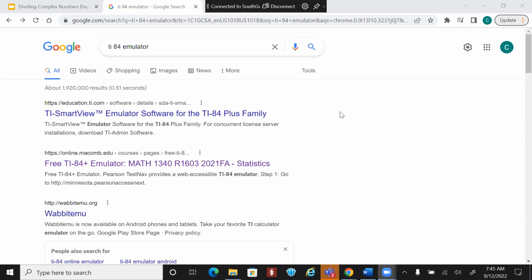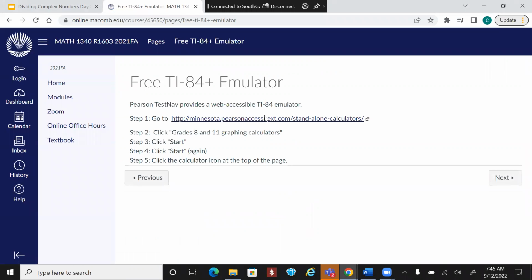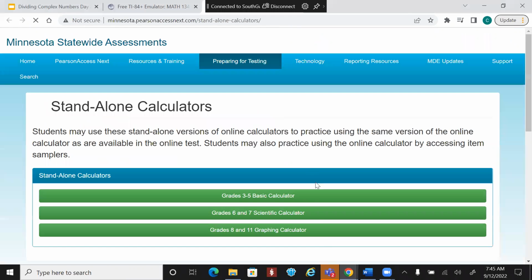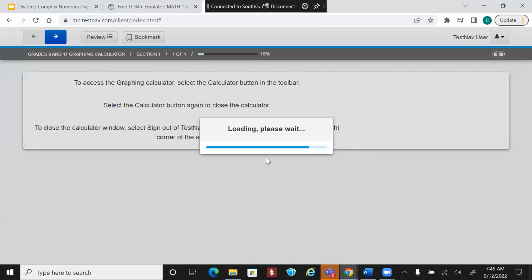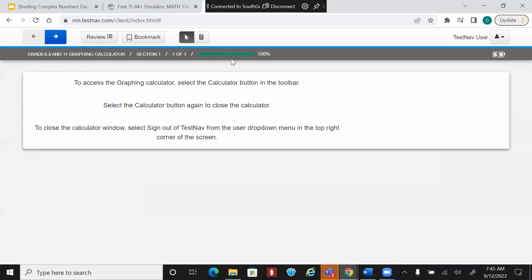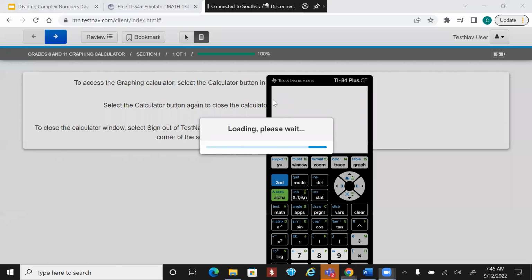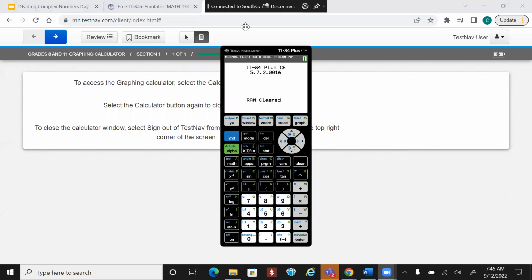So if you type into Google TI-84 emulator, and you go down to the second one, okay, you're going to follow these steps where you just click on that link. You're going to go to the 84 graphing calculator. Okay, and this is going to look a lot like what we used last year for testing. But if you go up to the very, very top, there's a calculator. Okay, now I know that was a lot of clicks, but once you get here, what you can do is essentially type in the question. Okay, so I need you to pay attention because I'm trying to make your life easier.